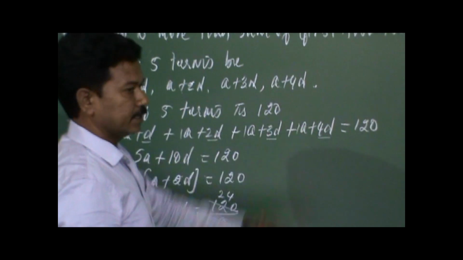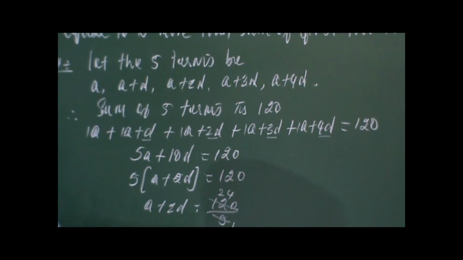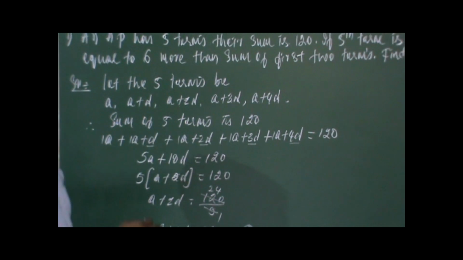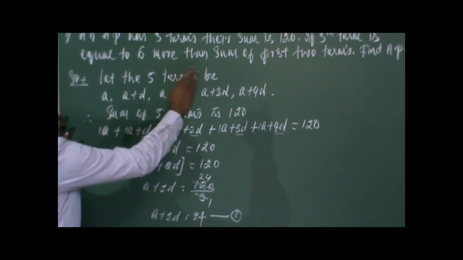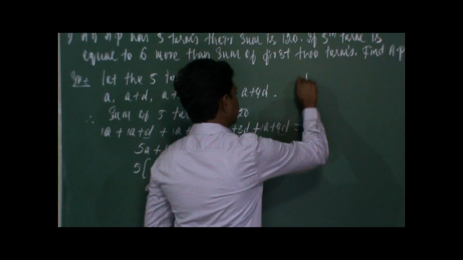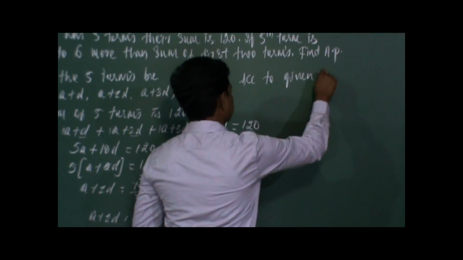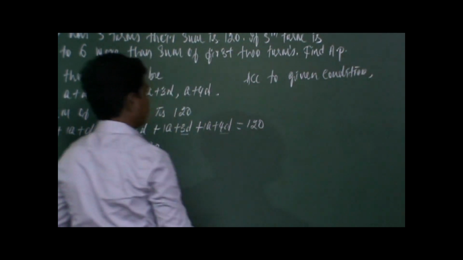Let us take the second condition. The second condition is very important because it is a little bit lengthy. Understand the English, and understand the process of conversion of that English statement into mathematics. According to the given condition, you can write this wherever possible.